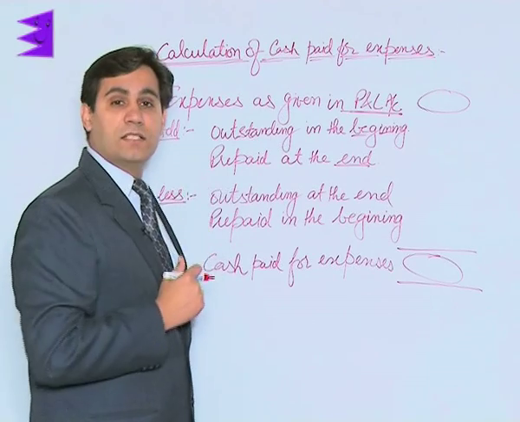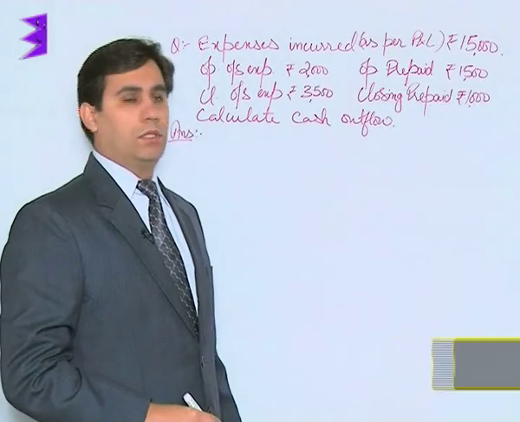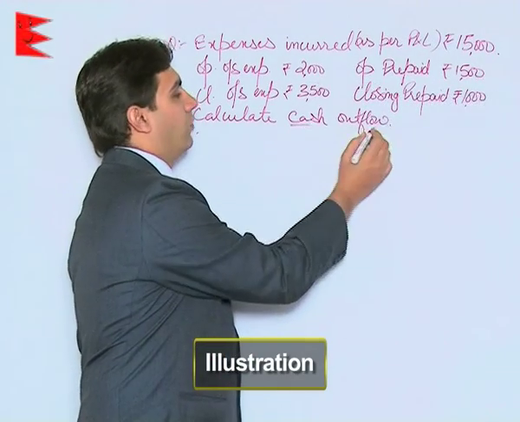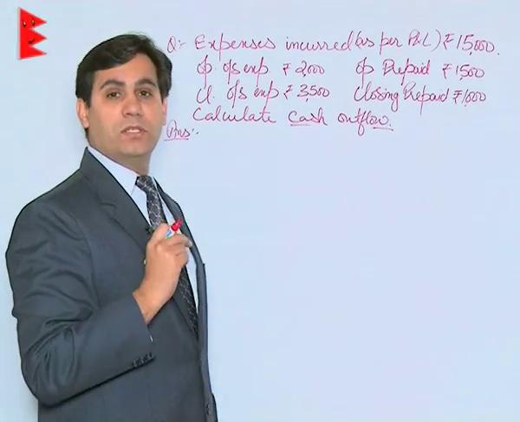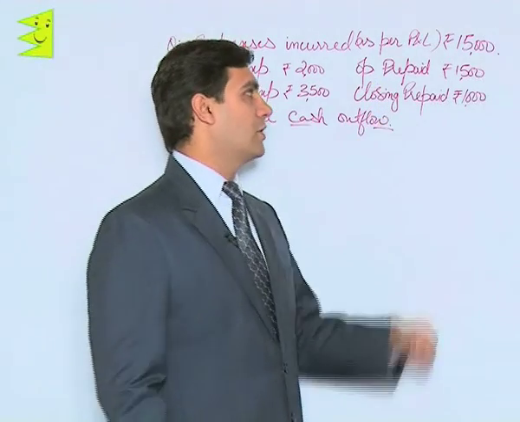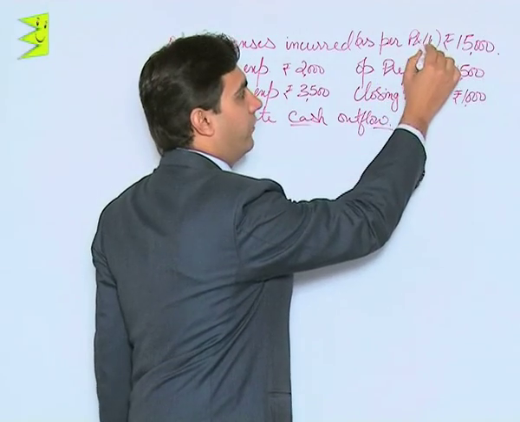Whether this relates to this year or previous year is not a matter of concern here. What is concerned here is that this much amount of cash outflow is there on account of certain expense. Let us understand this by taking an example. From this information, you are required to calculate cash outflow, and the information given here includes expenses incurred as per profit and loss account, that is 15,000.